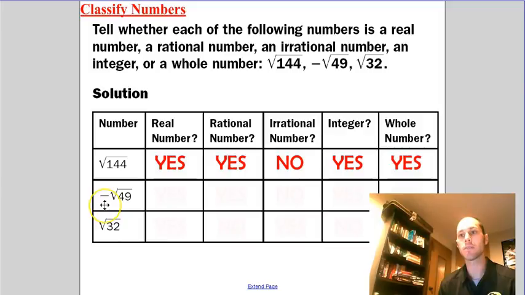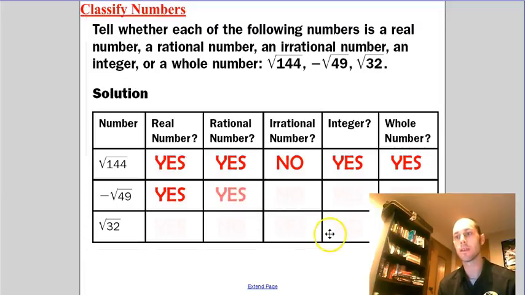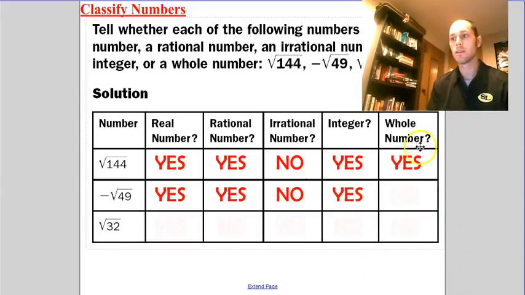Okay, next number, negative square root of 49. Real number, yes. Is it rational? Can I write it as a ratio? Well, square root of 49 is 7. Make it negative 7. I can write negative 7 as a ratio, negative 7 over 1. Which means it's not irrational. Is negative 7 also an integer? Yes. But it is not a whole number. Why is it not a whole number? Because it's negative.